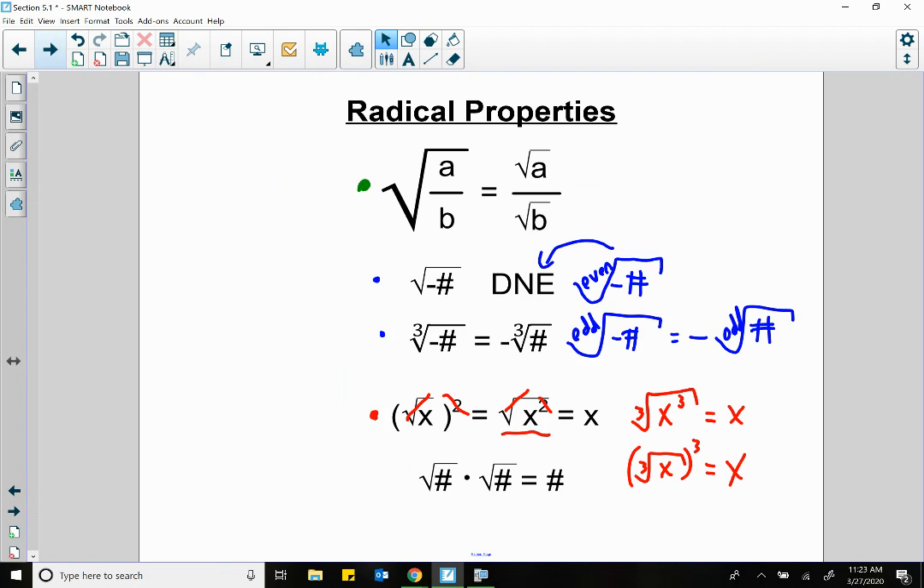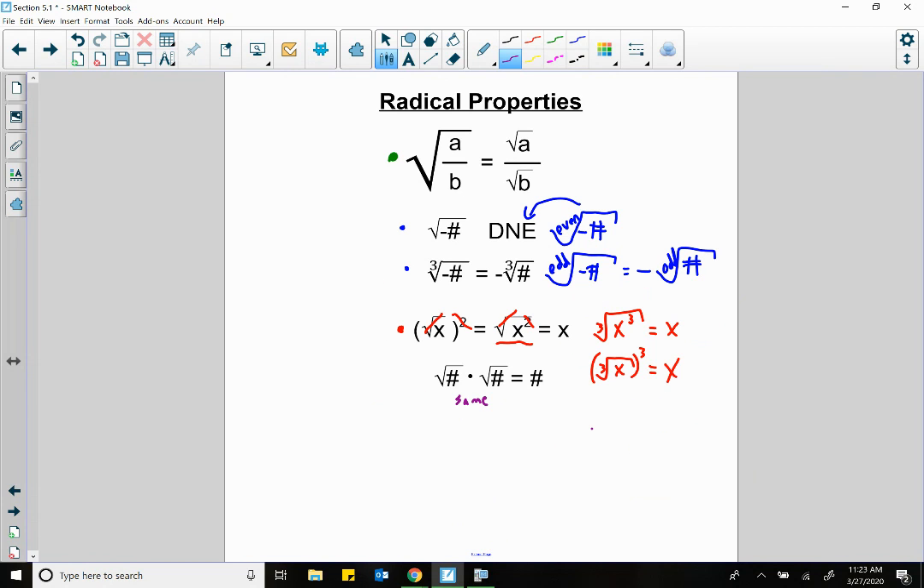Now, there is one extra property I didn't talk about, and that's the last one. When your roots are the same, all that's going to happen when you're multiplying the same roots is the number pops out. Like if I'm taking the square root of 4 times the square root of 4, everything is the same, so the number 4 will pop out. When you're multiplying the same radicals, the number pops out.